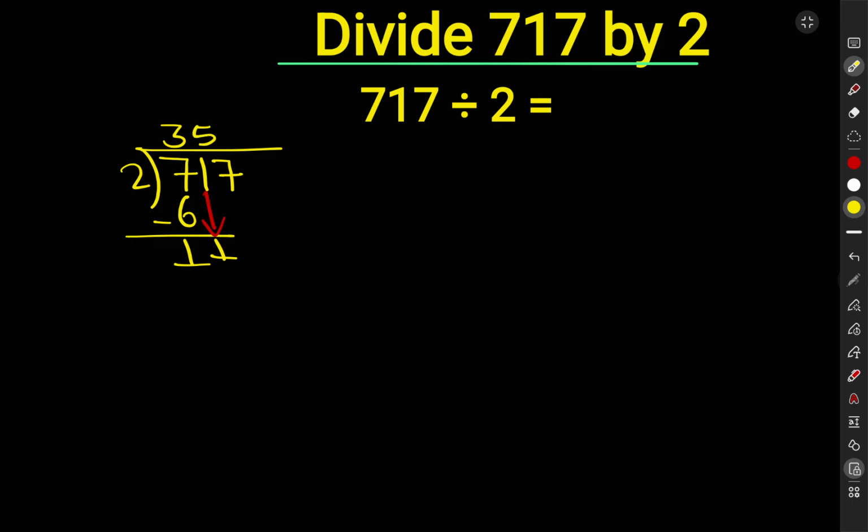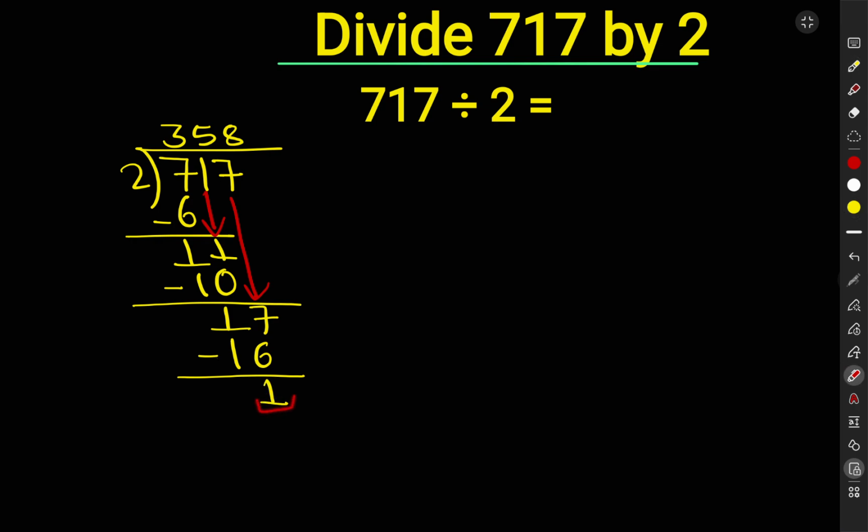So 2 times 5 is 10. On subtracting we get 1. So again we put down this 7 and it is 17. So 2 times 8 is 16. On subtracting we get 1.